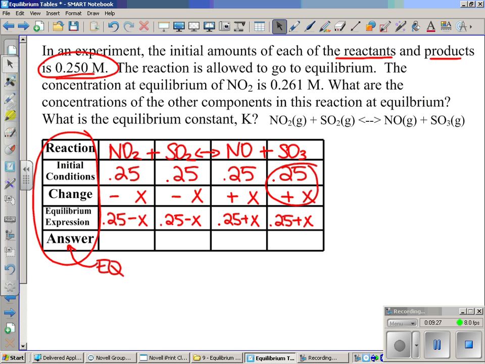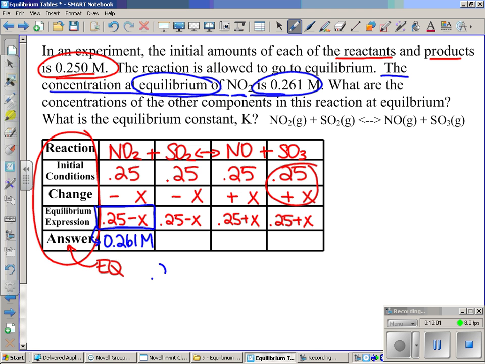Let's look back in the problem. I want you to see that they did give us one other given. It says the reaction is allowed to go to equilibrium. The concentration at equilibrium of NO2 is 0.261. So they just told us the concentration at equilibrium of NO2 is 0.261. So find NO2's column. What they just told us was the final answer for this one is 0.261. The reason why that's helpful is that we know that this box right here equals this box here. So in other words, 0.25 minus x equals 0.261.